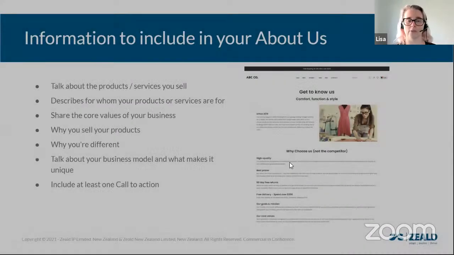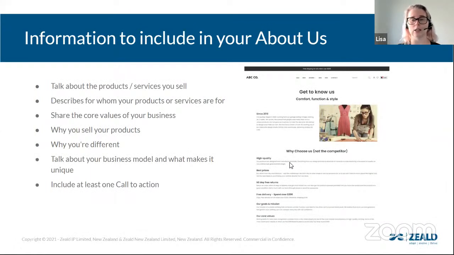So to cover off a few more areas of what you can include in your About Us, here you can talk about the products or services you sell and why it relates to why you started. You can describe for whom your products or services are for as well through your story. You can share the core values of your business. So the reason why you're in business, or like I mentioned, if you are doing it due to climate change, for sustainability, here's a key area you can write that.